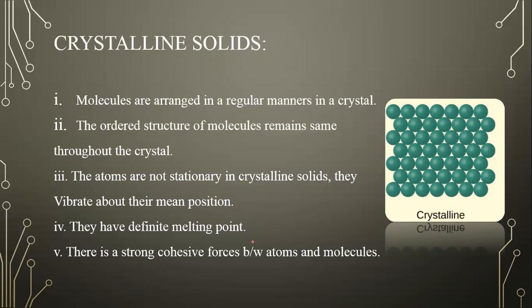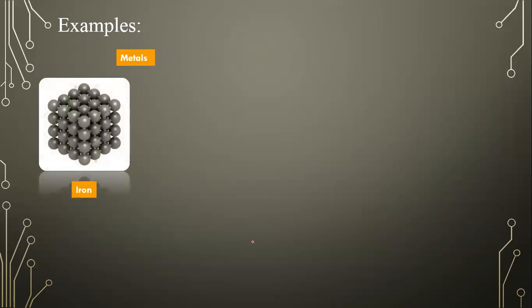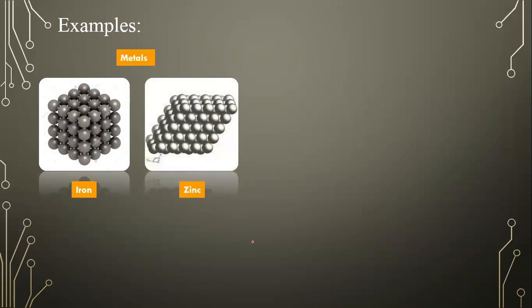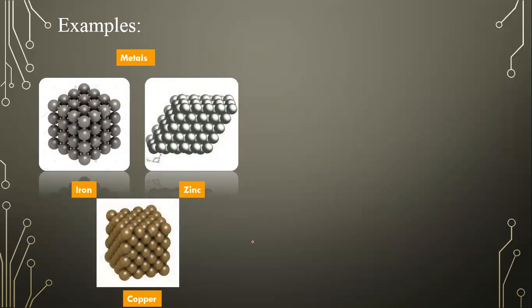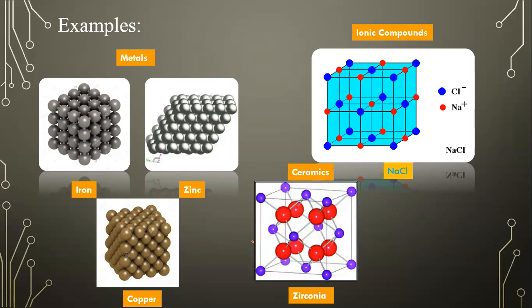And their examples are, in case of metals, iron is a crystalline solid. Similarly, zinc, copper, they are crystalline solids and they categorize in metals. And in case of ionic compounds, sodium chloride, which is a cubic crystal, so it is a crystalline solid. And in case of ceramics, zirconia is a crystalline solid.